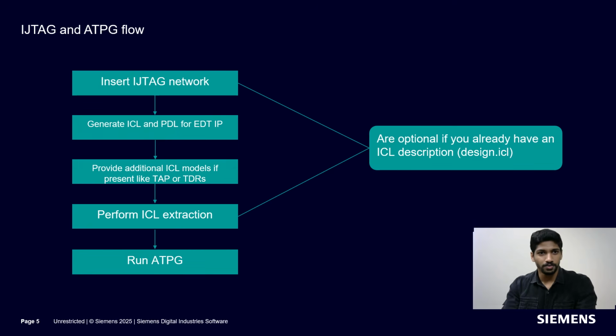In order to enable IJTAG to set up embedded instruments inside the IJTAG network, you need to follow this flow. If you already have the design.icl, where ICL is the instrument connectivity language of the ICL network, you don't need to perform insert IJTAG network or perform ICL extraction to get the complete ICL file.